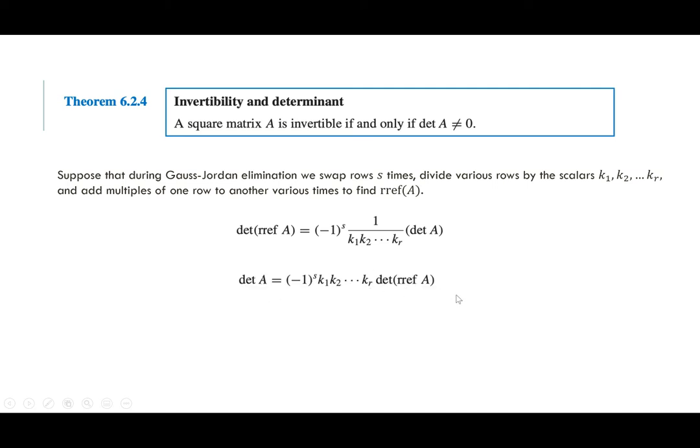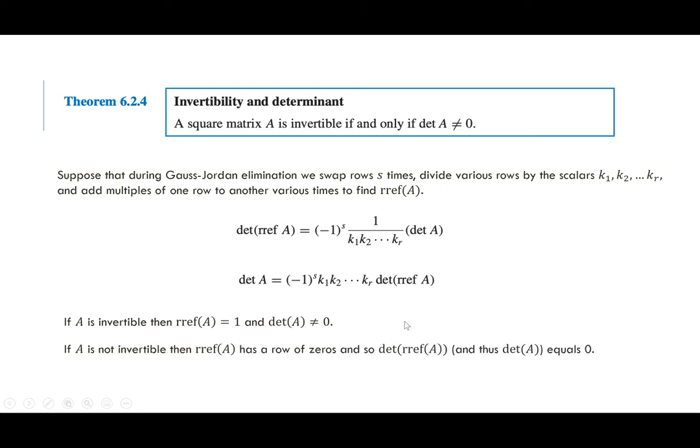Looks like this. Now notice, if A is invertible, then the reduced row echelon form of A is the identity, and the determinant of A in this case would be non-zero, because all of the scalars that we're dividing by, we're not dividing by 0 at any time in Gauss-Jordan or in life. So yes, these are all non-zero. If A is invertible, this is going to be 1. The determinant of A is non-zero.